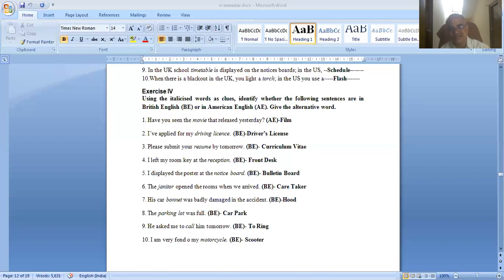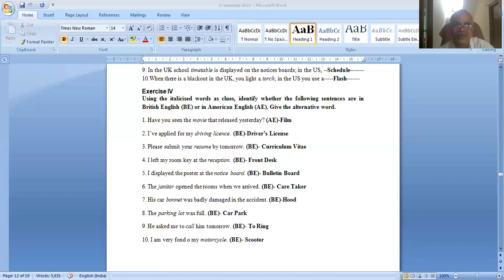And the last sentence in exercise number 4, I am very fond of my motorcycle. So motorcycle is a two-wheeler word commonly used by the British people. They use the word motorcycle, whereas Americans call a motorcycle a scooter. So in this way, in these exercises, first we identify the words which are given in italics, whether a British word or an American word. Then we try to supply their equivalents.